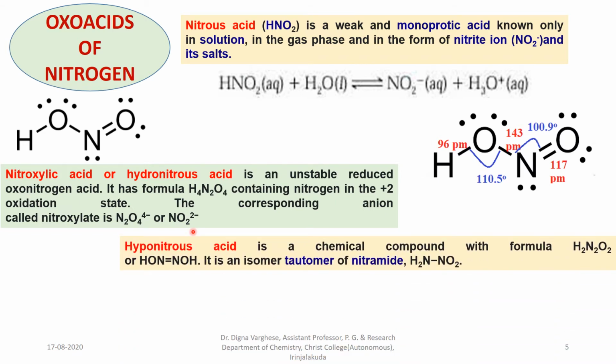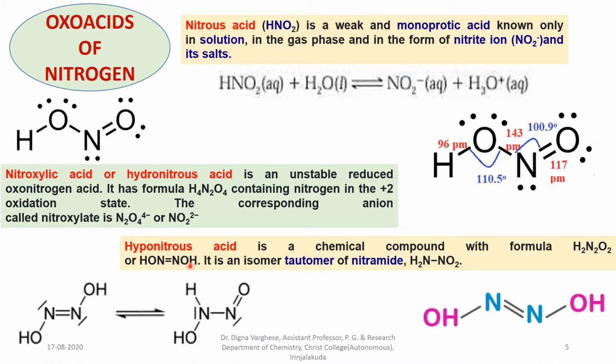Another one is hyponitrous acid with the molecular formula H2N2O2. It is a tautomer isomer of nitramide, that is NH2NO2, and its structure indicates that it is in the trans configuration, that is two OH groups in the trans position. It is found to be more kinetically stable. In this H2N2O2, nitrogen is in the +1 oxidation state.